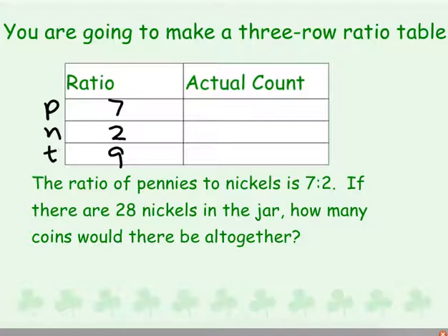Now, from what we've done before, it's really tempting to put 28 into the total box because that's what we've had before. But it says we have 28 nickels, not 28 coins overall. We have 28 nickels, so we need to put it into the actual count for nickels. And we see 2 times 14 is 28. So we're going to multiply by 14 for each of the other ones. And let's see. 14 times 9 gives us 126 total coins, which means that we, of course, have 98 pennies. Okay? So make sure that you read the question before you go ahead and fill in your ratio table, just to make sure that you have the right information in the right places.